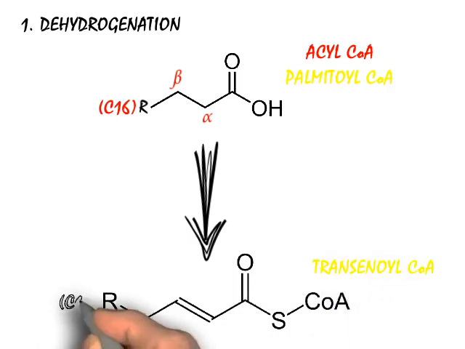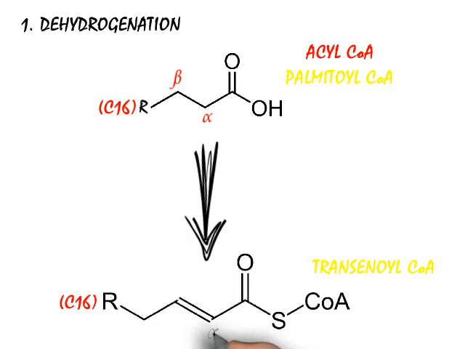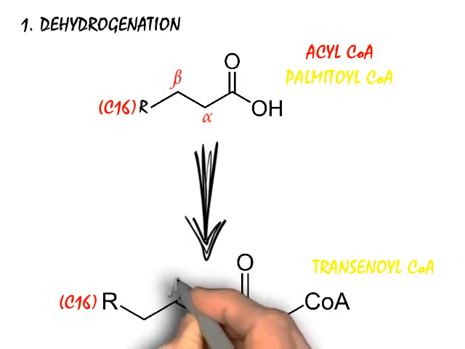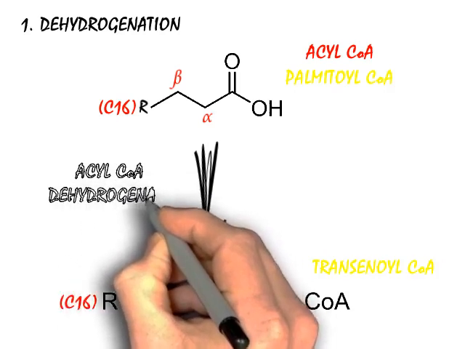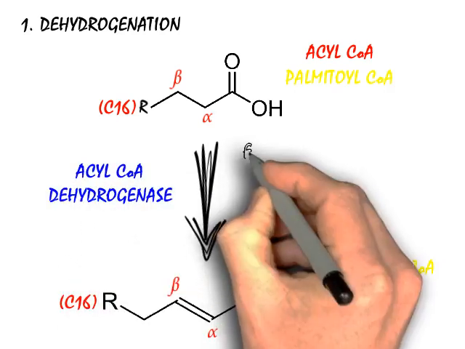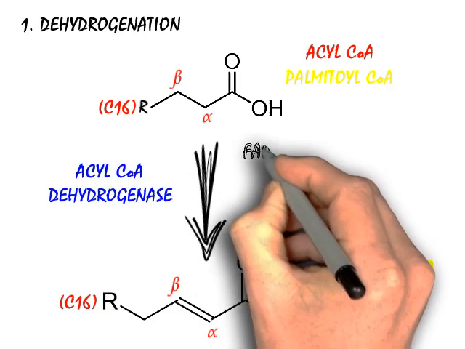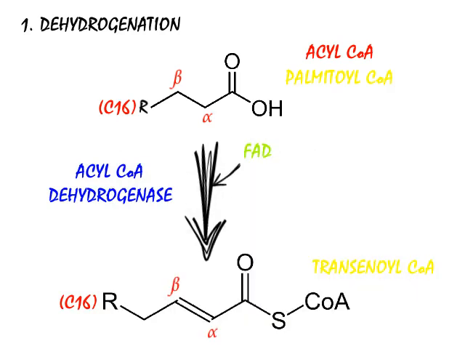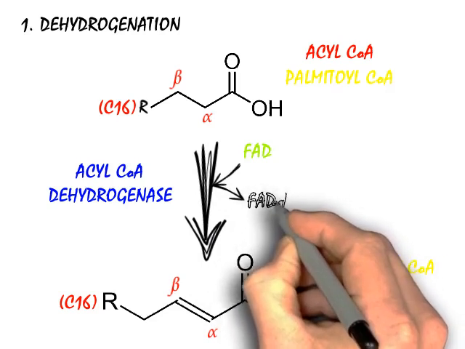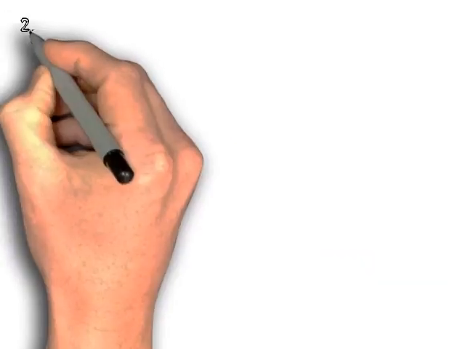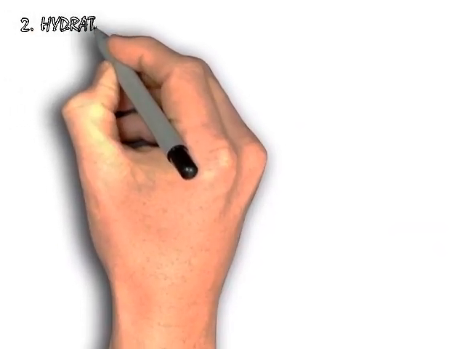And in this reaction, the hydrogen is removed from the alpha and the beta carbon and the double bond is formed. And during this reaction, FAD is reduced to FADH2. And in this case, if acyl-CoA dehydrogenase is deficient, it leads to SIDS. In the second reaction, we have hydration.